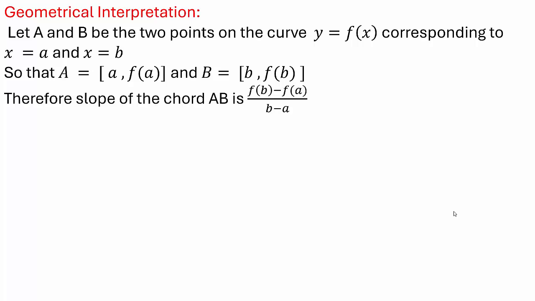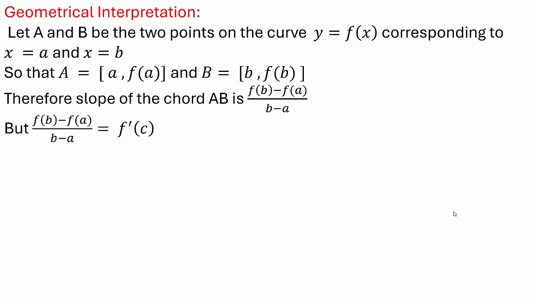Therefore, what is the slope of the chord AB? The slope of the chord is f(b) minus f(a) divided by b minus a, because the slope of the line passing through the 2 points (x1, y1) and (x2, y2) is y2 minus y1 divided by x2 minus x1. This is the slope of the line passing through the 2 points. By using that form, we get the slope of the chord AB as f(b) minus f(a) divided by b minus a.